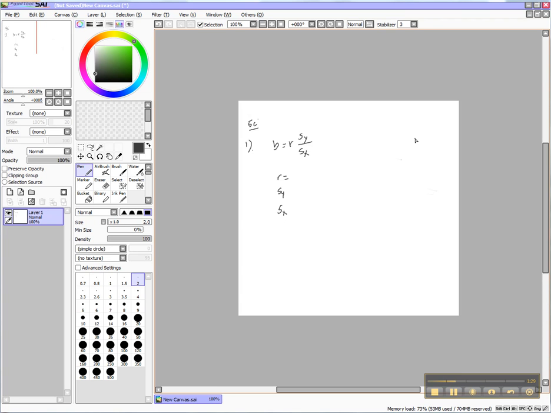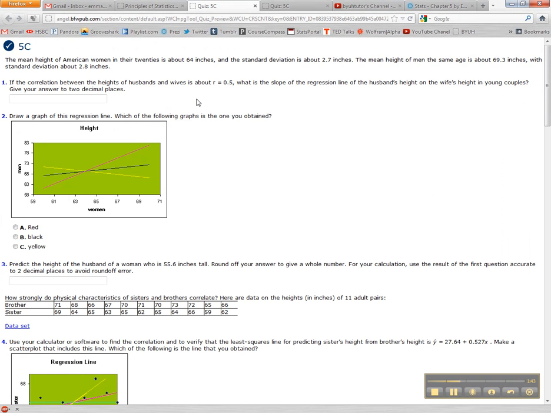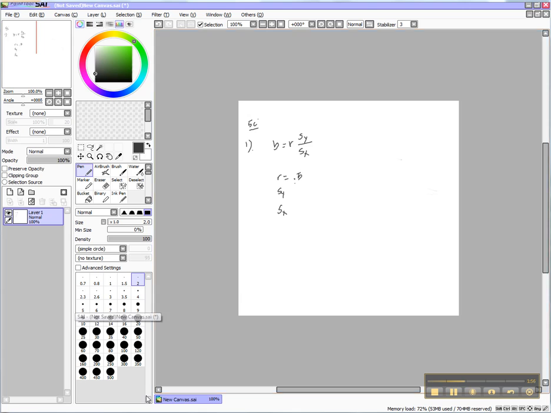So we know that r is equal to 0.5, right? Let's go back and look at the standard deviation of women, or s of x, it is 2.7 inches, and for men it's 2.8. So let's go back and write that out. So s of y, which is the men, is 2.8, and the women 2.7, right? Men, women.